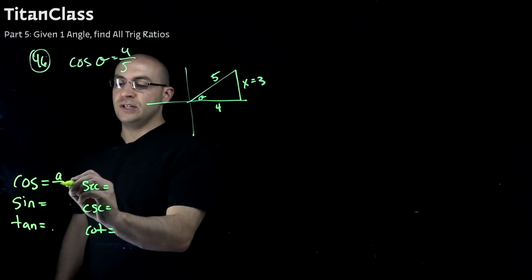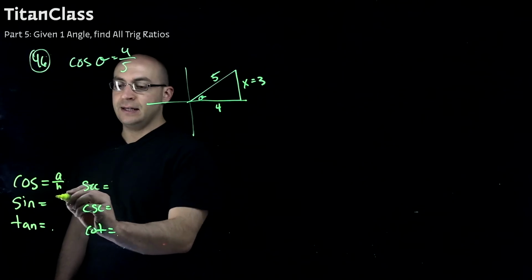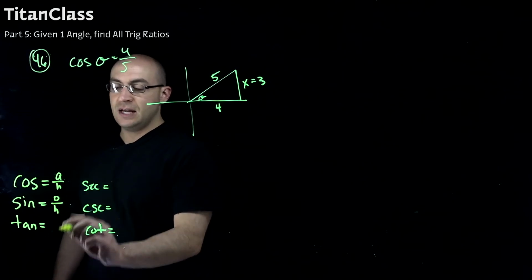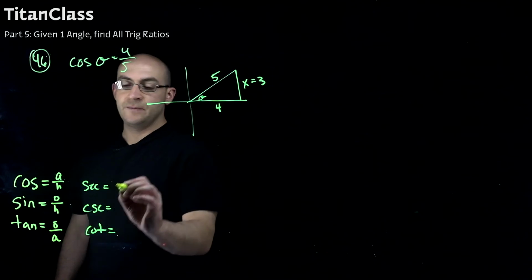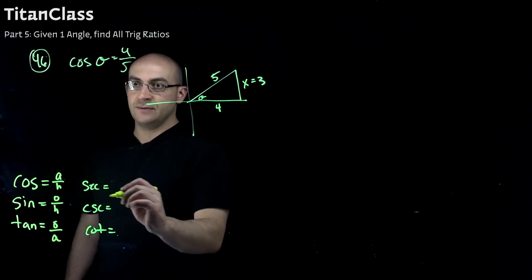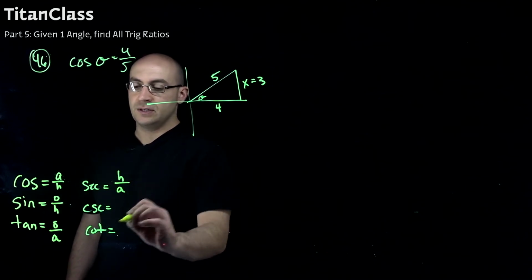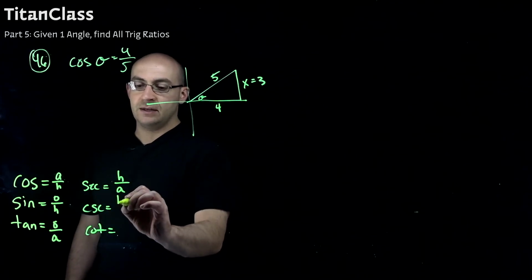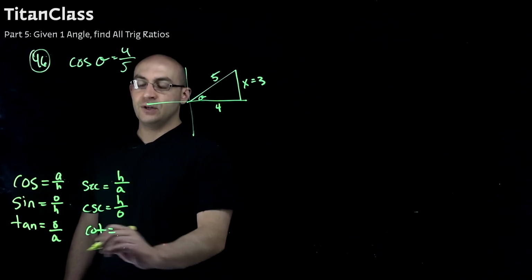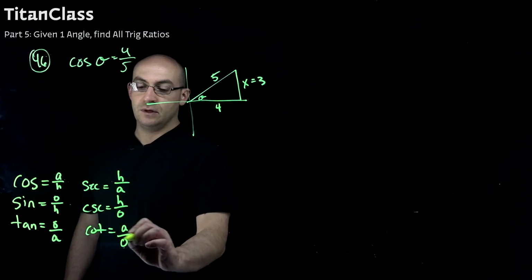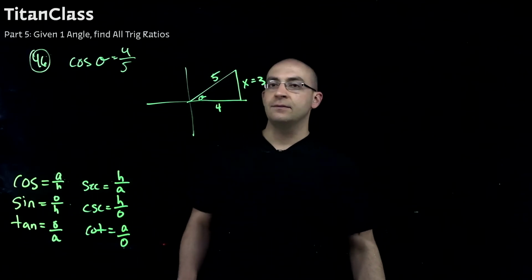Cosine is adjacent over hypotenuse. Sine is opposite over hypotenuse. Tangent is opposite over adjacent. Secant, the opposite of cosine, is hypotenuse over adjacent. Cosecant, the inverse of sine, is h over o, and cotangent is a over o. Now, that makes our life, again, very easy.